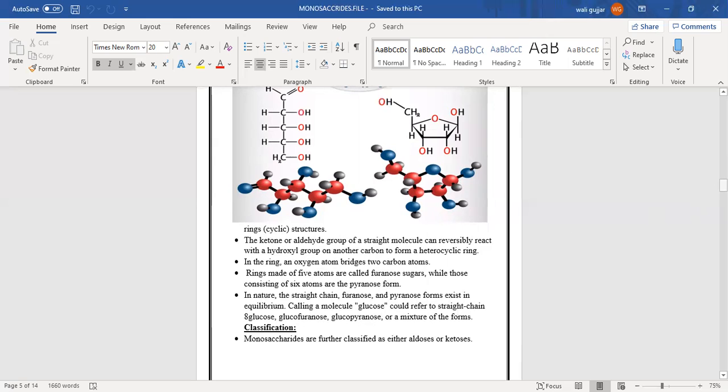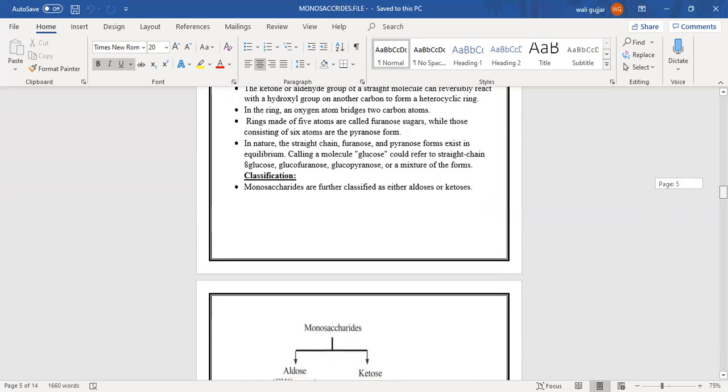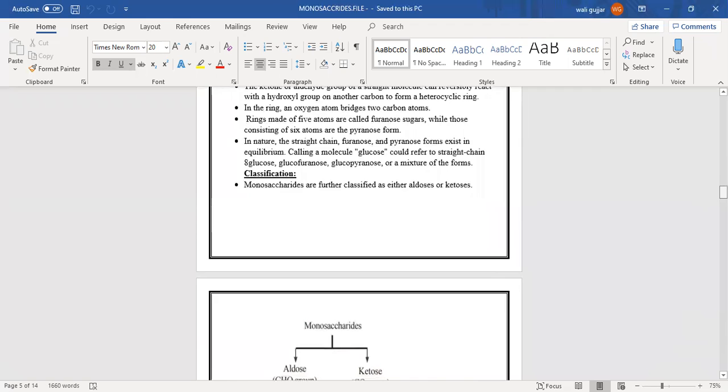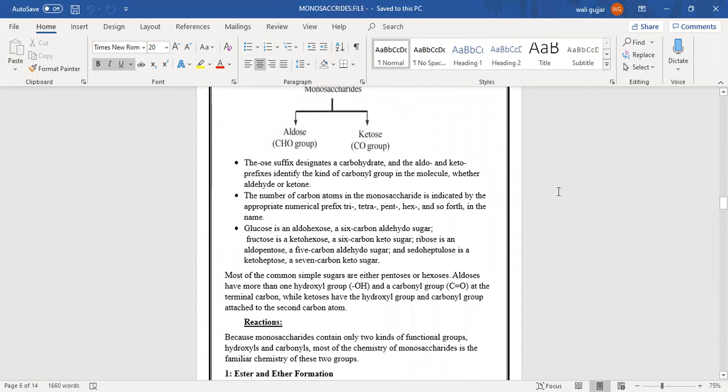Then we see classification of monosaccharides. Monosaccharides are further classified as either aldoses or ketoses. The -ose suffix designates a carbohydrate, and the aldo- and keto- prefixes identify the kind of carbonyl group in the molecule, whether aldehyde or ketone. The number of carbon atoms in the monosaccharide is indicated by the appropriate numerical prefix like tri-, tetra-, penta-, and so forth in the name.